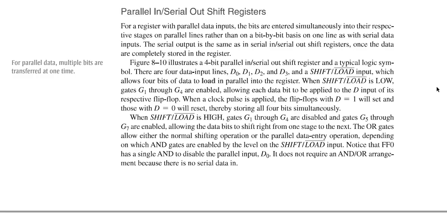And the serial output is the same as in a serial in, serial out shift register, once the data are completely stored in the register. The only difference between serial in, serial out and parallel in, serial out is that the data is provided in a parallel manner and the output is generated in a serial manner. That's it. So we are going to consider an example for the same.